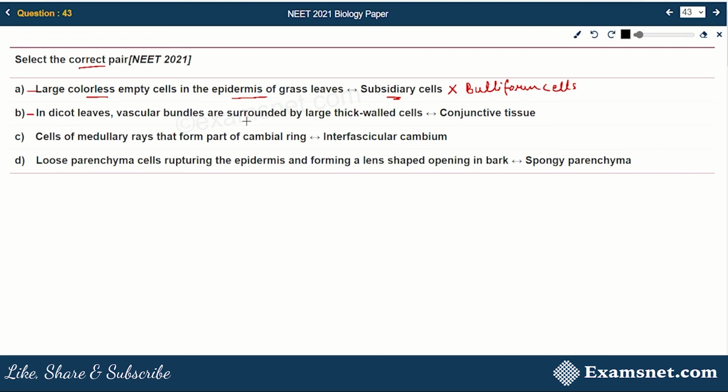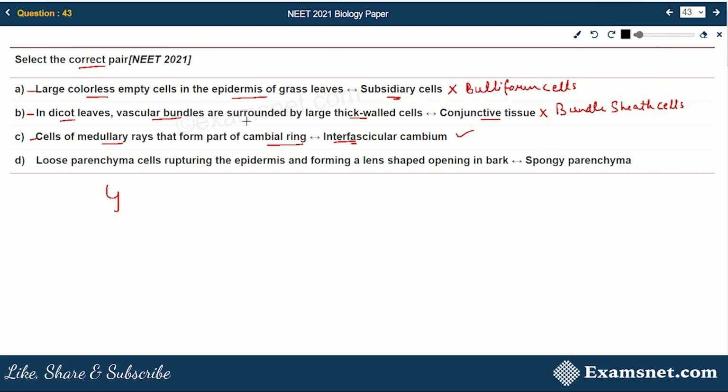Option B says in dicot leaves, vascular bundles are surrounded by large thick-walled cells, and it is mentioned as conjunctive tissue, which is wrong since these cells are known as bundle sheath cells. Okay. Therefore, option B is also incorrect. What does option C say? It says cells of medullary rays that form part of cambial ring are interfascicular cambium, and this is a correct statement. Let's see the concept.